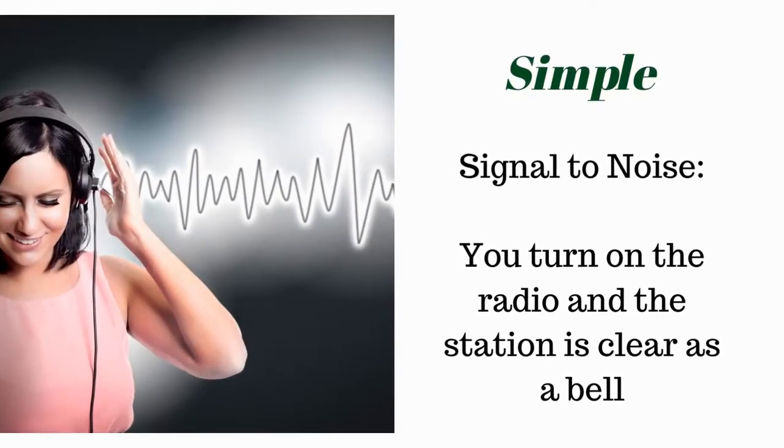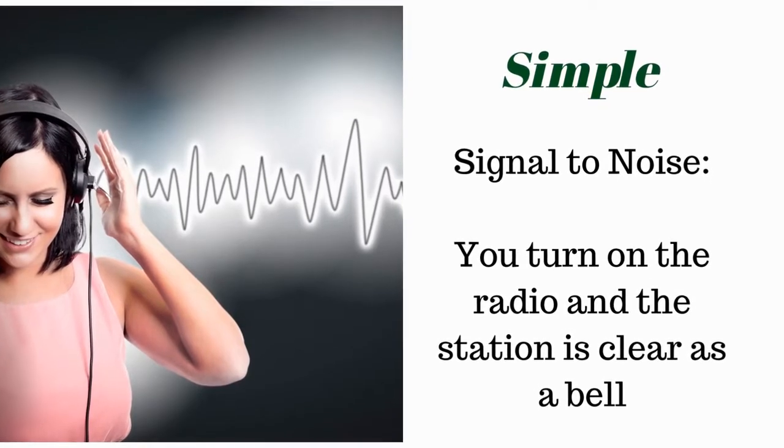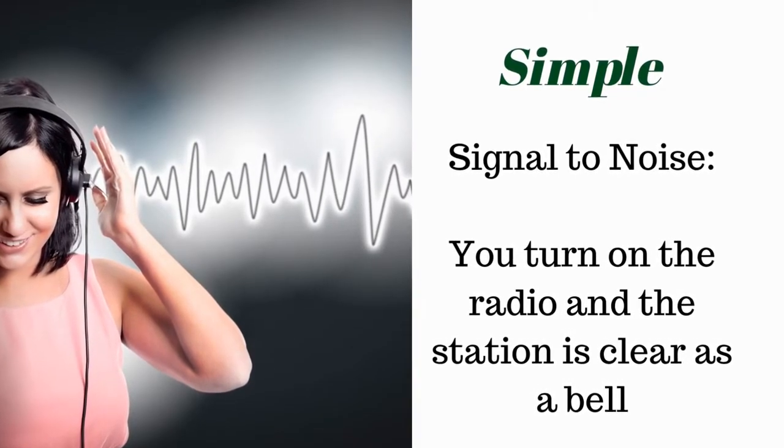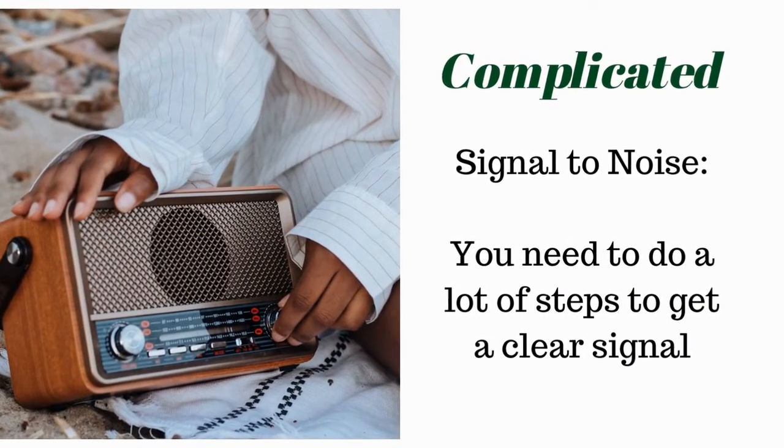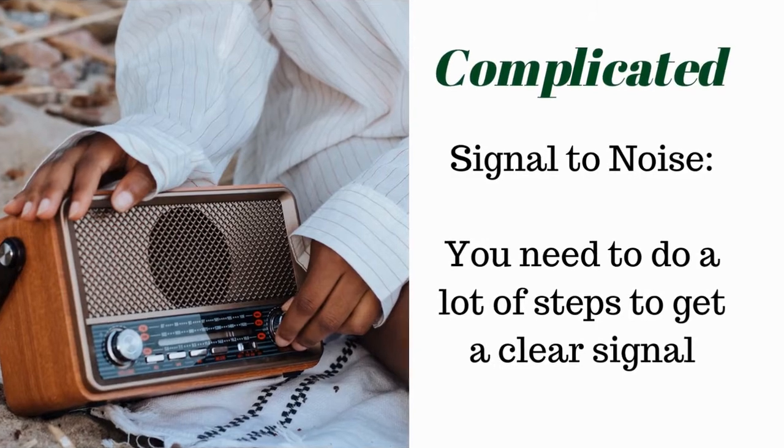So, in the case of a simple one, think about a radio. If you turn the radio on and instantly you're hearing the talk radio that you want to hear, the signal is clear, and all you did was press one button. It was clear as a bell. You didn't have to do anything. The complicated one, you might have to put the radio a certain way, put the antenna up, raise the radio, put it in a different window to get the signal to come through clear, right?